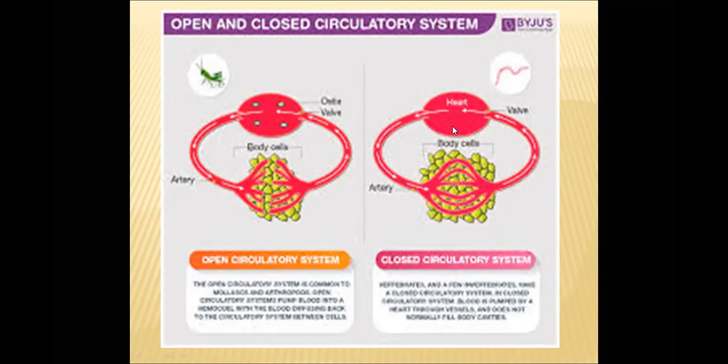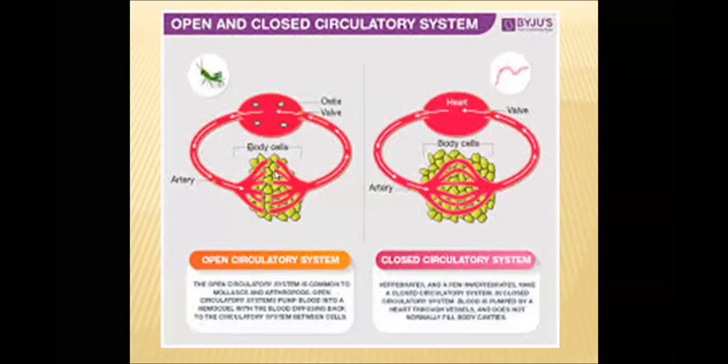Second diagram is of open circulatory system. So this is the heart. The heart is supplying blood to the tissues through arteries. These arteries are bringing blood to the tissues. After coming to the tissues, the artery is opening through holes. So the blood is coming into the open space which surrounds the tissues and organs. So blood is coming out of the circulatory system.